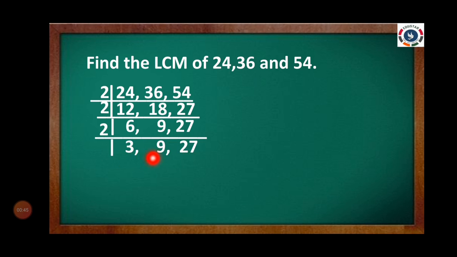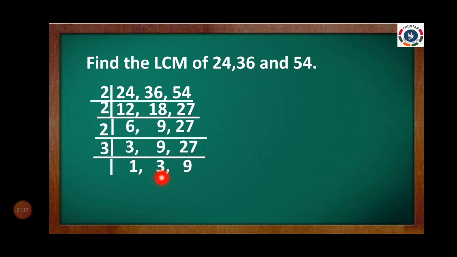So 3, 9, 27. So these are the numbers we can use to divide by 3. So that is the next prime number 3. These are all odd numbers, so I'm going to use the odd prime number to divide the value. So write 3 outside and divide it. So how many times of 3's are there in 3? Only 1 time. Write 1. And 9, how many times of 3's are there? 3 times 3, 3's are 9. And how many 3's are there in 27? 9 times are there, so write 9.